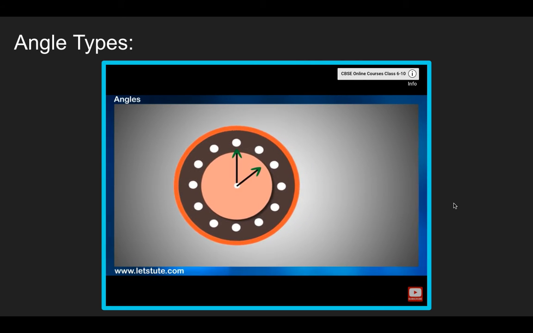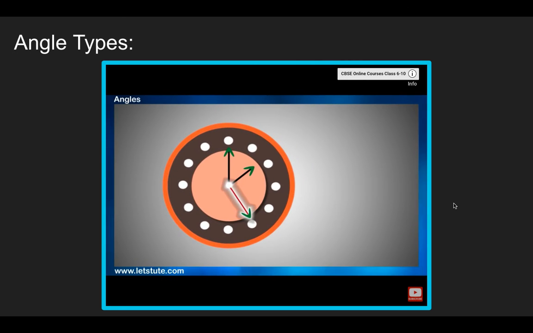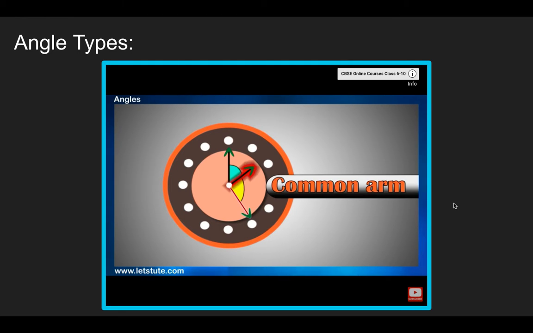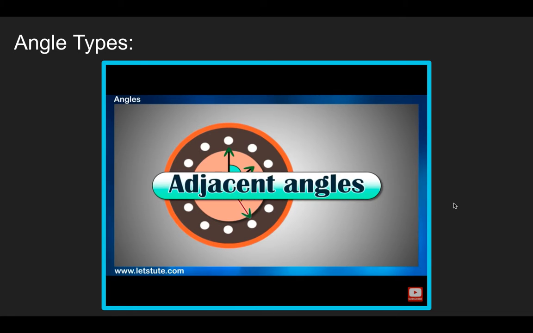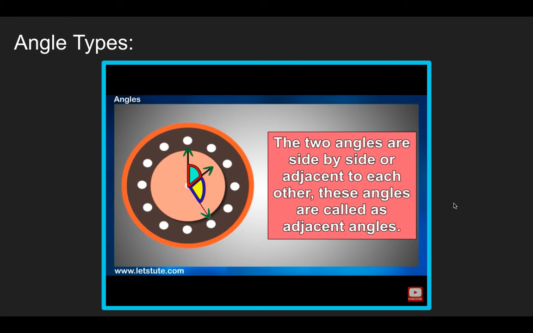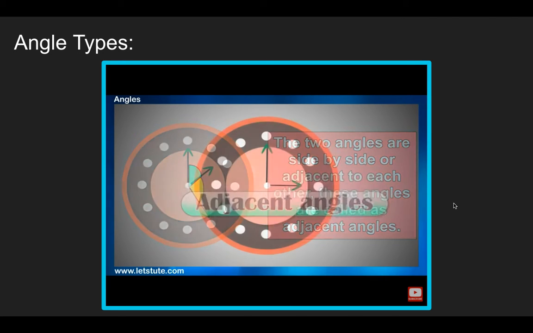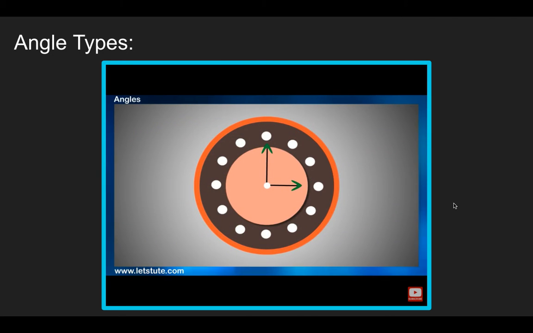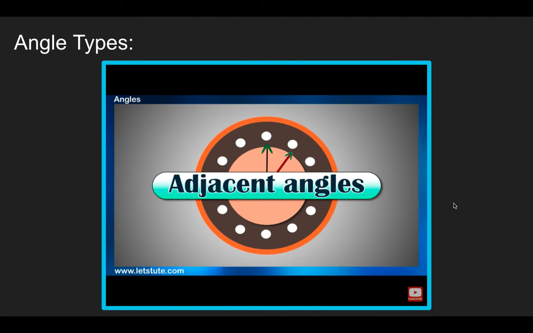If we see the clocks, there were only 2 hands. So let's take a watch with the 3rd hand also. Now here we can see 2 angles, but they have a common arm, right? And these types of angles are called adjacent angles. Just because the 2 angles are side by side or adjacent to each other, these are called adjacent angles.